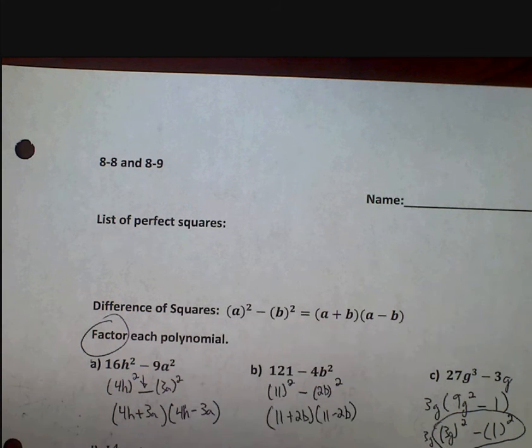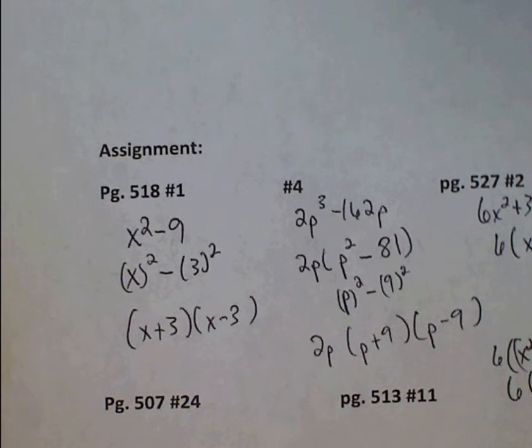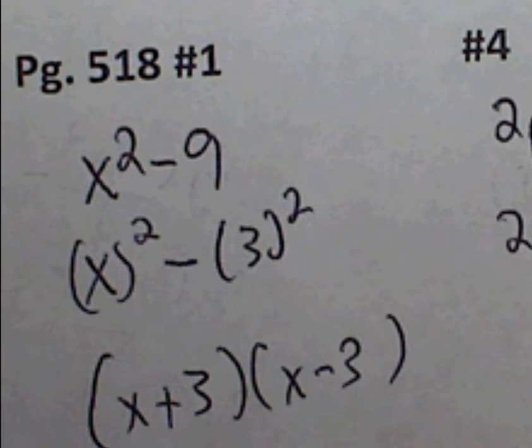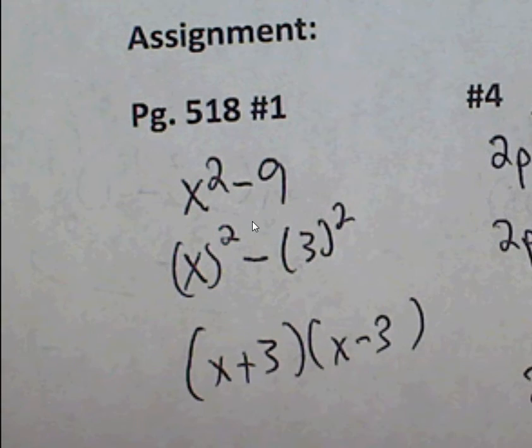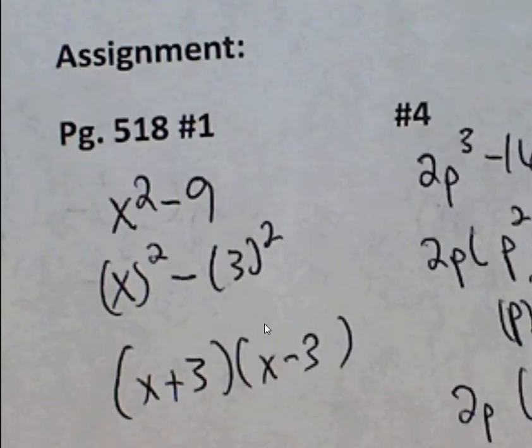Here we go. We are on 8889 assignment, backside. We started this in most of my classes, so I'm going to go ahead and recap. On page 518, number 1, they gave us x squared minus 9, and they asked us to factor this. I know that this is a difference of squares. This is x squared minus 3 squared. So then in order to use the difference of squares little shortcut, we go ahead and we go x plus 3 and then x minus 3.